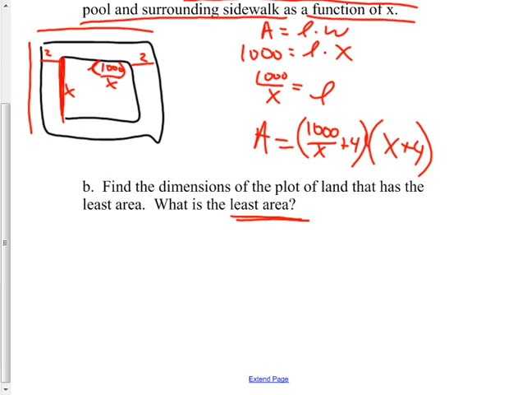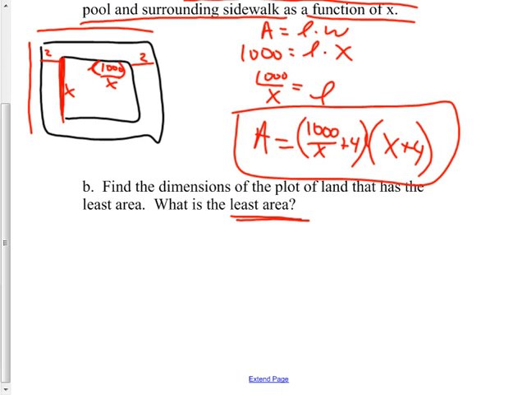The least area, that would be the minimum area. In other words, if you really want to build this pool in your backyard, do you have enough space to do it? So you could figure out this little calculation. You'd type this into your calculator.